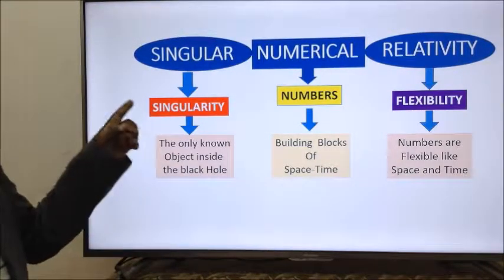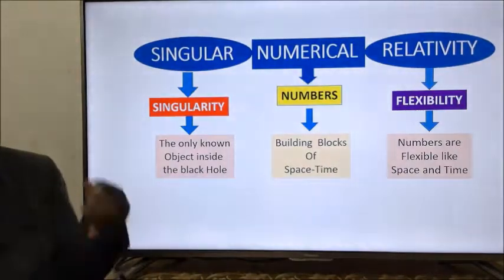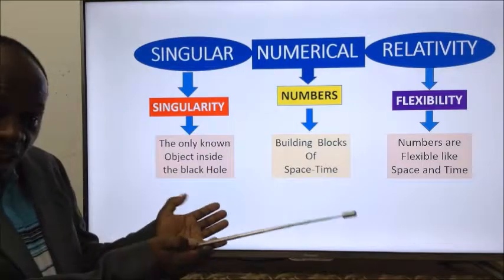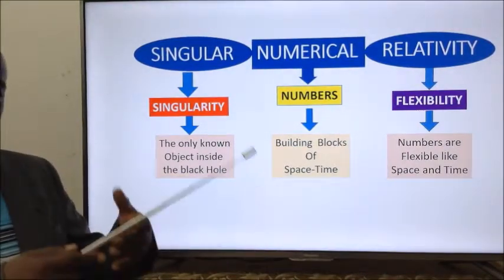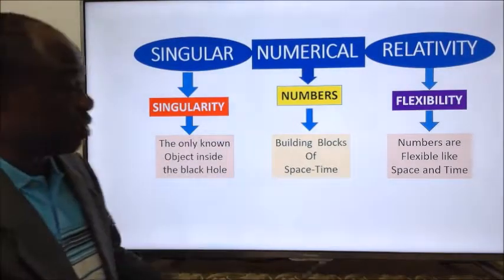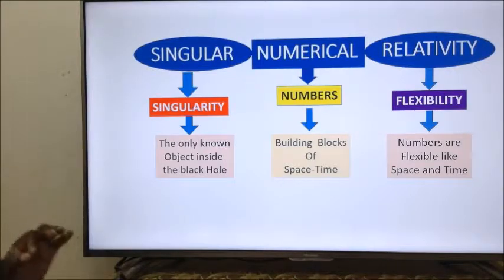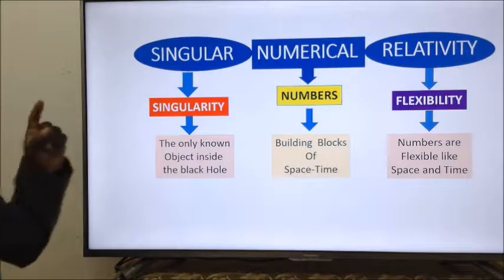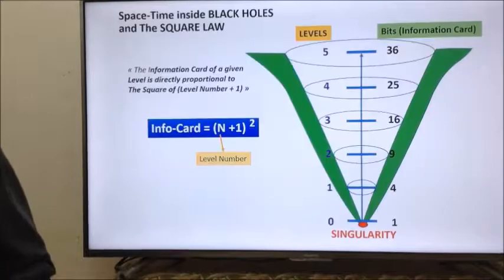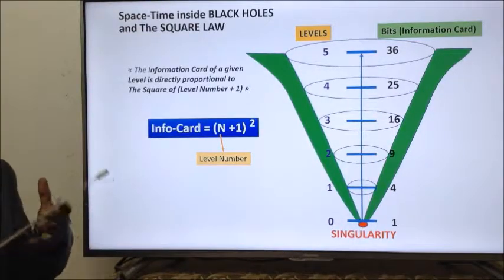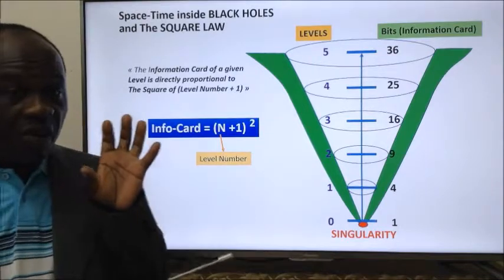The singularity will tell us how flexible numbers are, because numbers are flexible. As the building blocks of space-time, numbers must be flexible as space and time are flexible. So this is logical. And we will be demonstrating to you exactly where this idea came from and how we arrived at this. But for now, because we are talking about the square law, we have to go and study the black holes. Why? Because scientists believe that black holes are the place where quantum mechanics and general relativity are really connected.